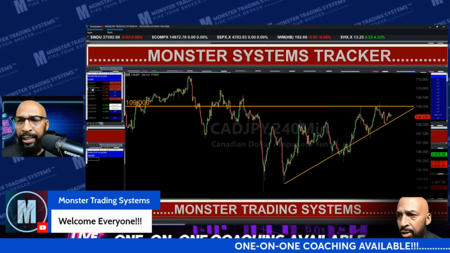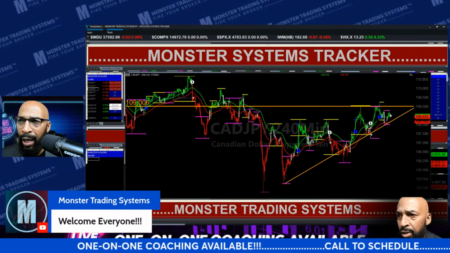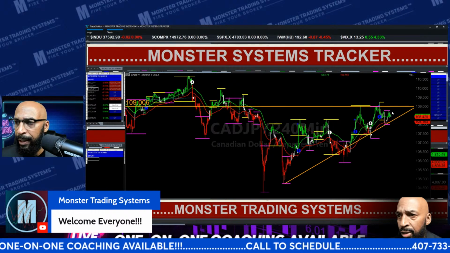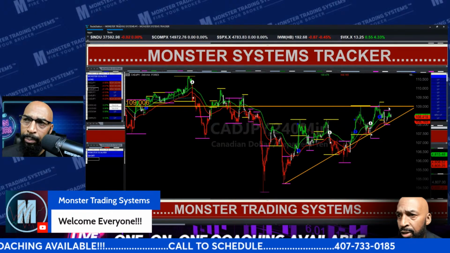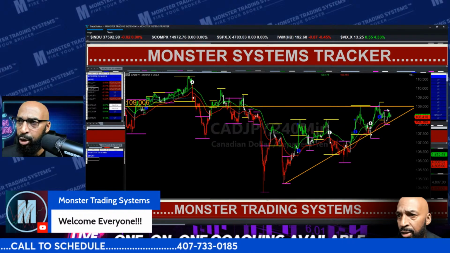All right. CAD yen. Buy signal is here. Just holding white candles here. So hopefully we could break through that resistance here. A lot of consolidation in here, but it's holding so far.